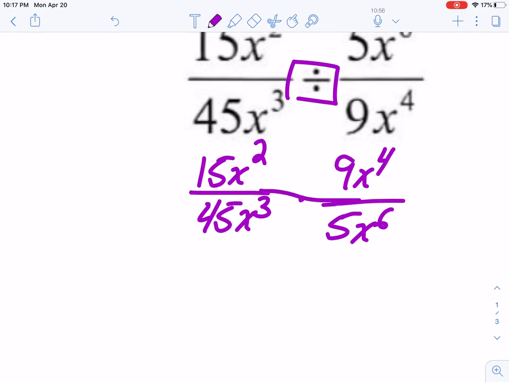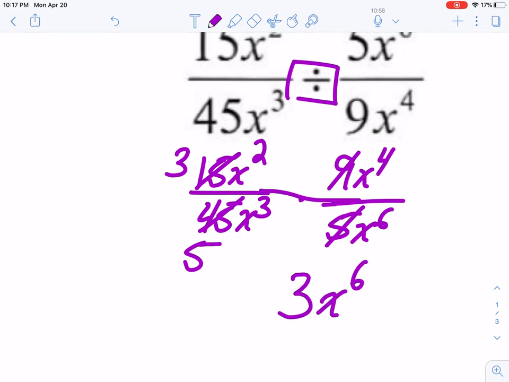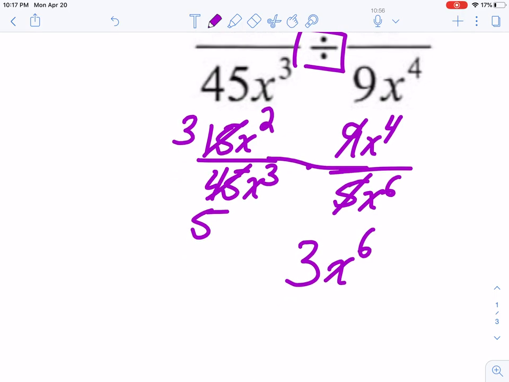Now, with multiplication, it's just one long fraction line, and I prefer to cancel my numbers early, but cancel my variables late. And what I mean by that is, when I look, I have a 9 up here, and that goes into 45 5 times. I have a 5 up here, and that goes into 15 3 times. So, up top, I'm left with 3, and then x squared and x to the fourth. When we're multiplying, that's just adding those exponents. And down here, I'm left with 5, and an x to the third, x to the sixth. When you're multiplying exponents, you simply add them.